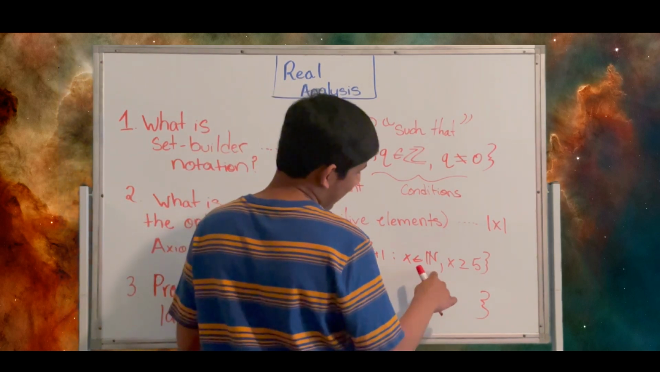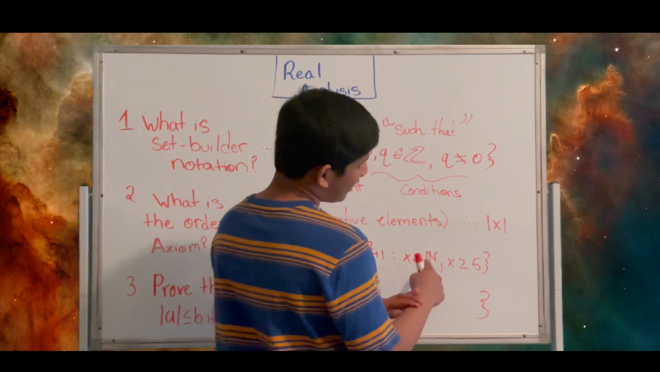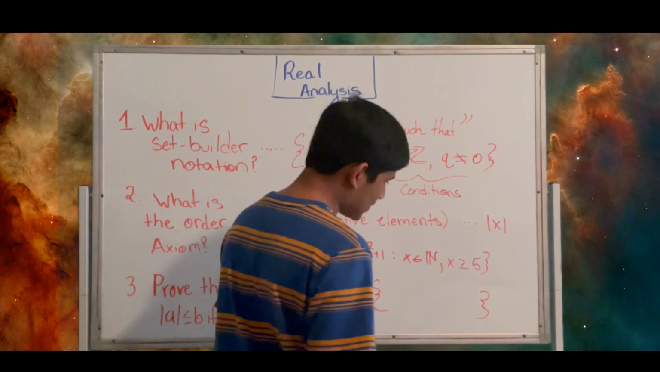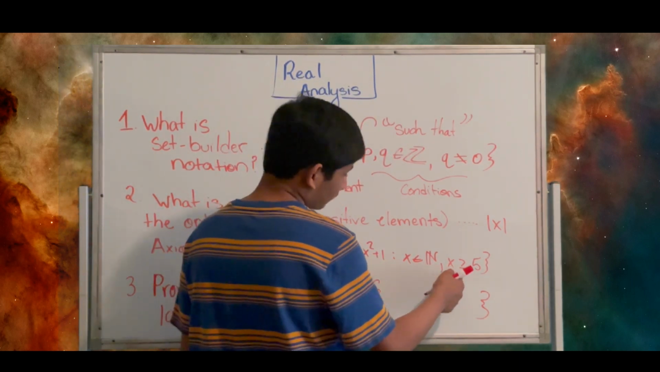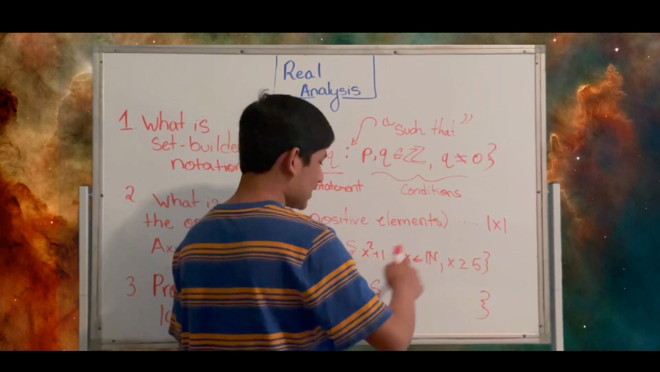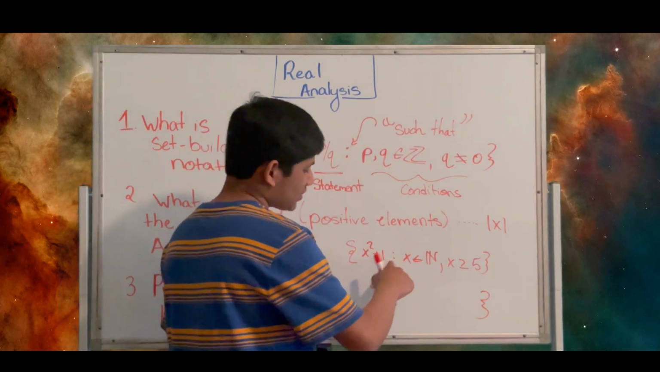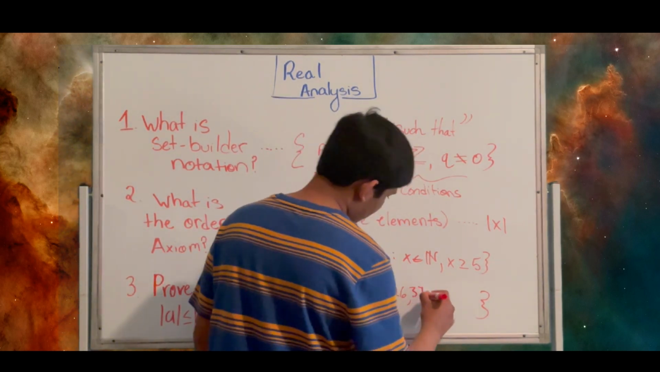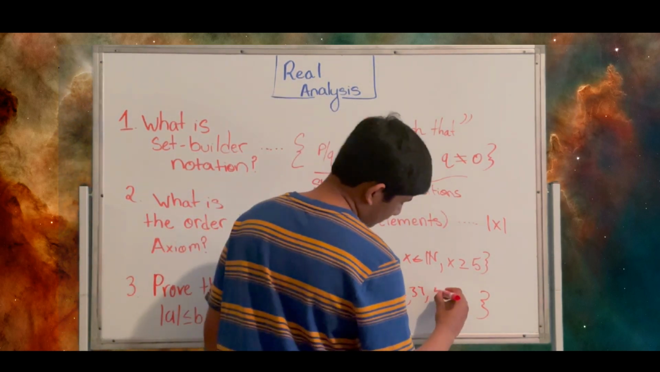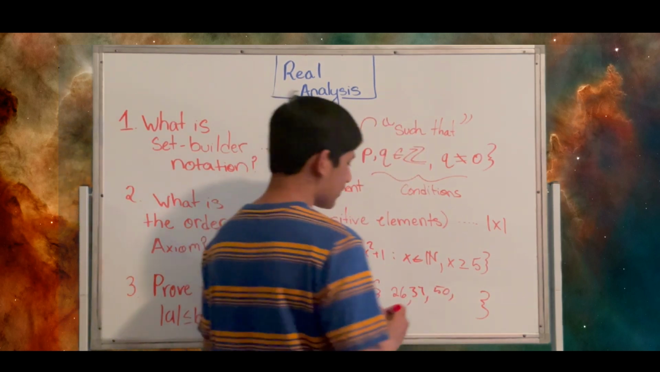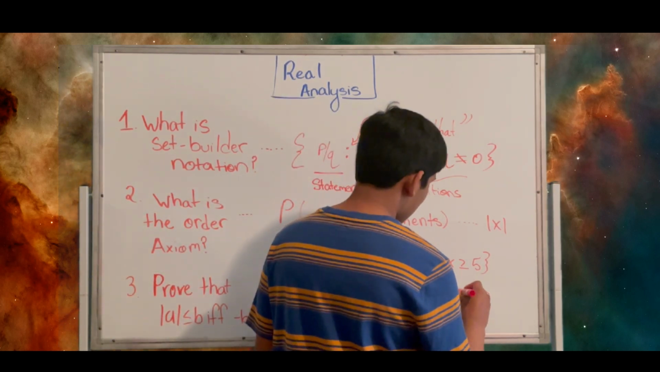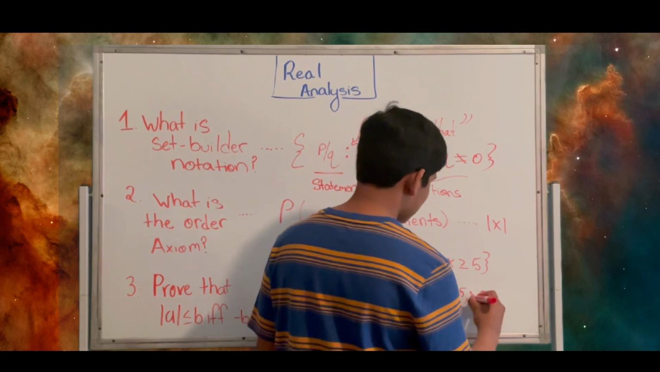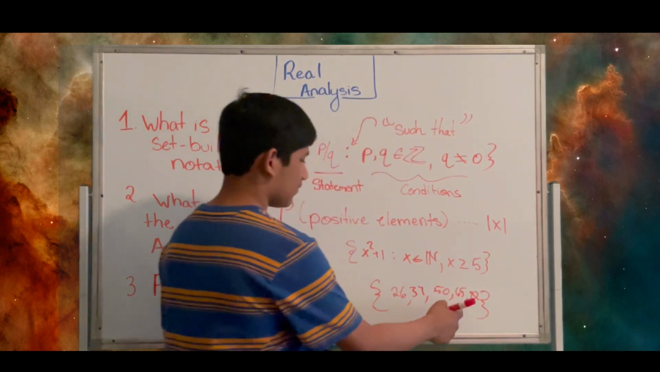Notice that this has to be the natural numbers, so no negative numbers involved, no zeros, no decimals, no fractions, etc. Now, x is greater than or equal to 5, so let's start off from 5. 5 squared plus 1 is 26. 6 squared plus 1 is 37. 7 squared plus 1 is 50. 8 squared plus 1 is going to be 65. 9 squared plus 1 is 82. 1, 2, 3, 4, 5.